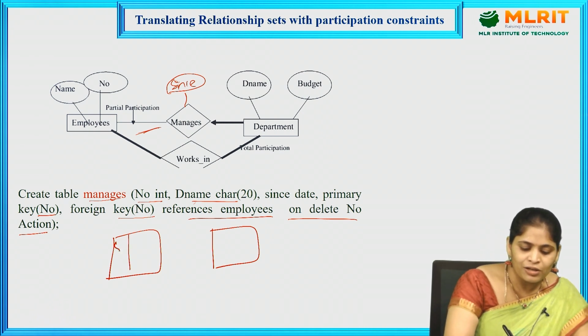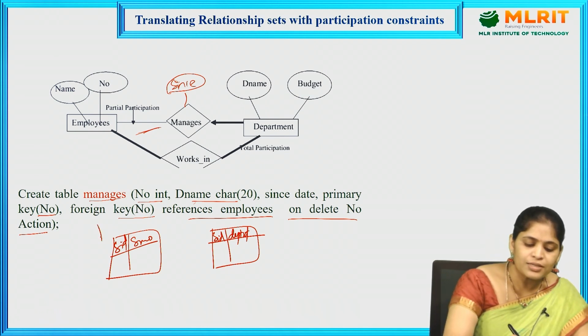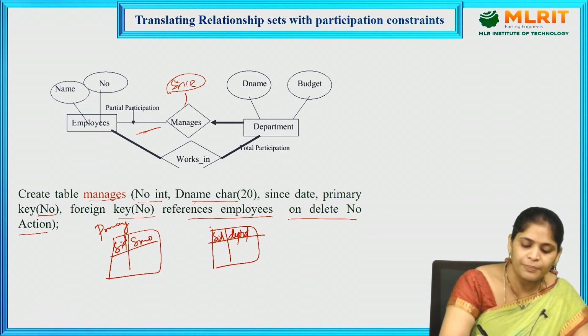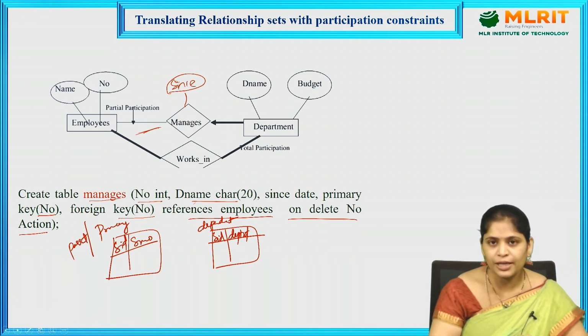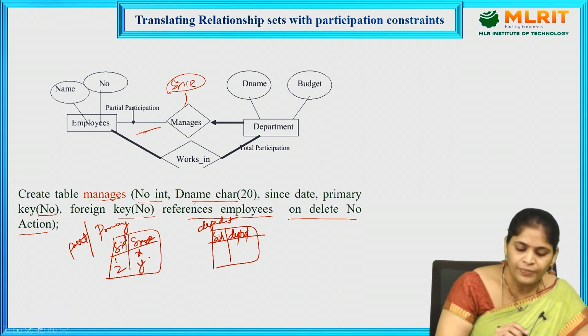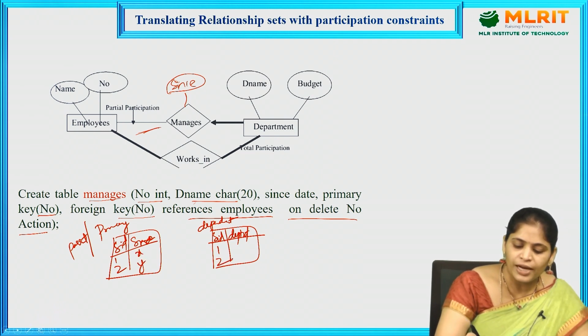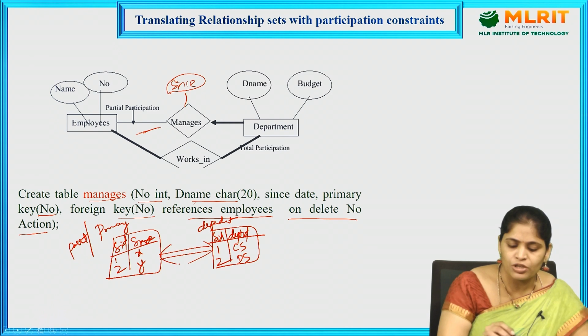So, let us consider these two tables with SID, S name and department ID. This is the parent table or primary table, and this is the dependent table. Here S name is X and Y, SID is 1, 2 and department is CS, DS. To relate these two, we use the concept of foreign key.